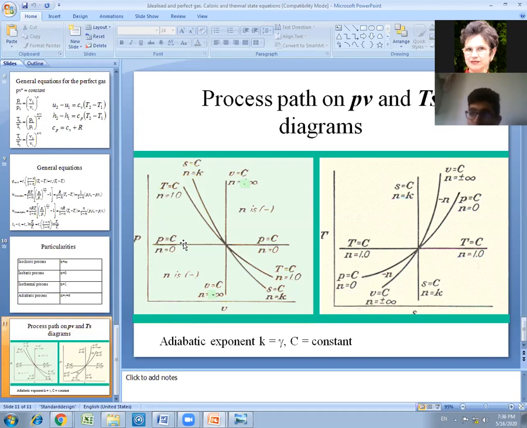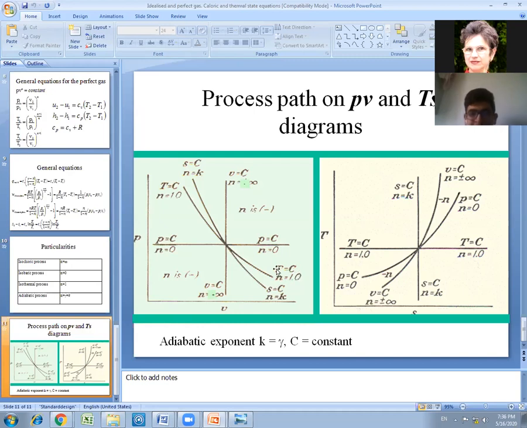Okay. So let's take the TS diagram. Here is an isobaric process, yes? Let's say this is P1. And if you take a P2 higher, here is higher, the curve will move to the left, like this. Okay. Yes? So let's take the isothermal.